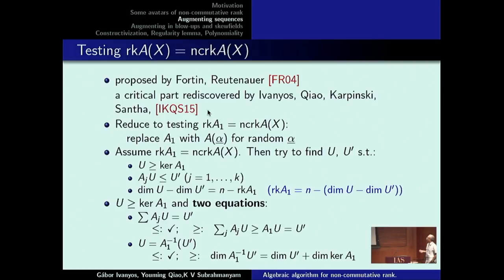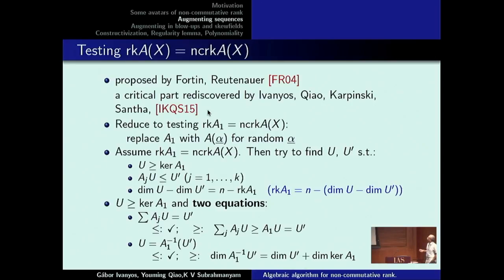One of the main things we do is to reduce computing non-commutative rank. To calculate it, we will say that this number is really the rank of some matrix in our family. We would be looking for a matrix A1 which has the property that its rank is the non-commutative rank of the entire matrix family.